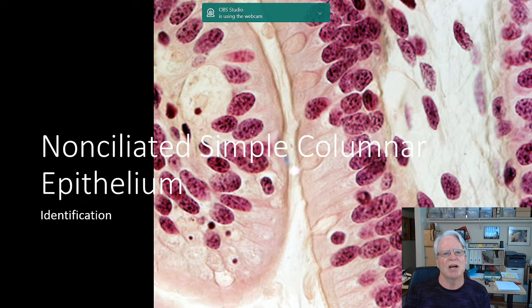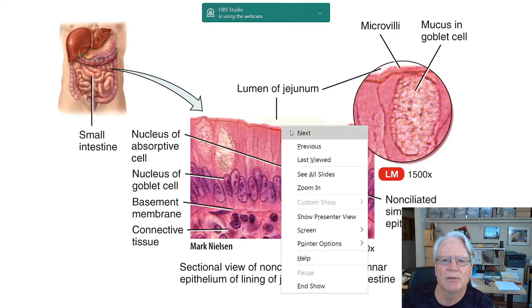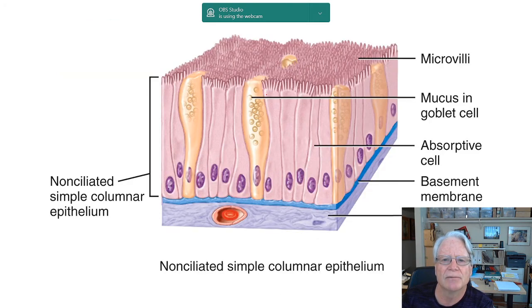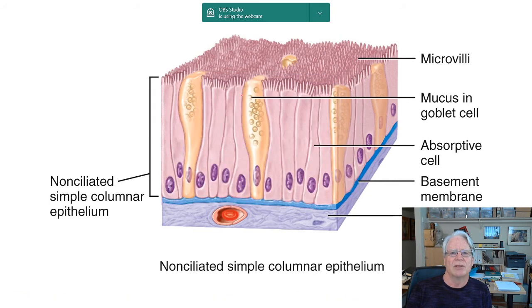Non-ciliated, simple columnar epithelium. Let's look at some examples, okay? All right, so here it is. And there are the microvilli. That's why you have the fuzzy edge. We also have these specialized cells right here. These are goblet cells. They're producing mucus.